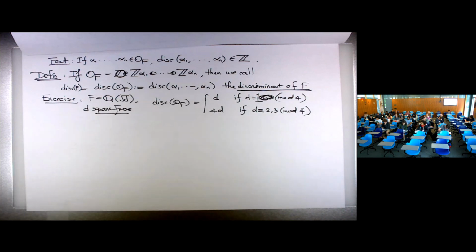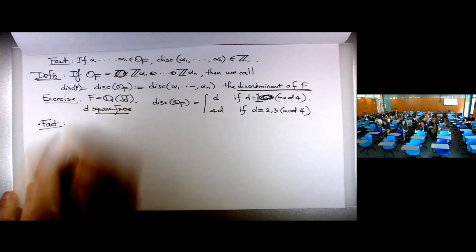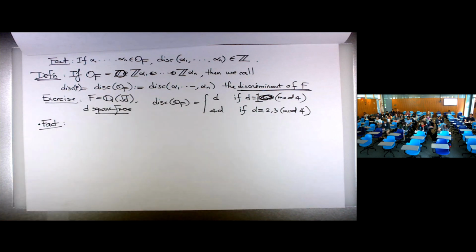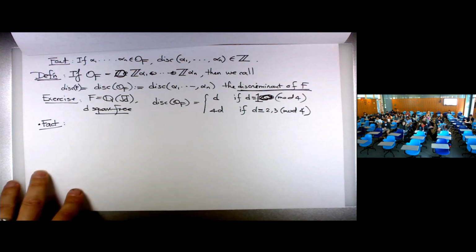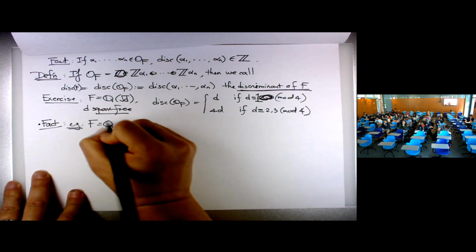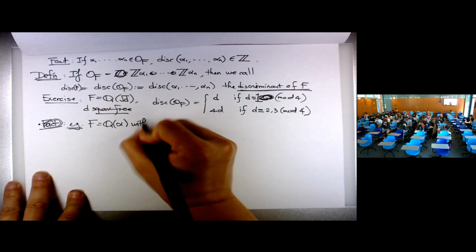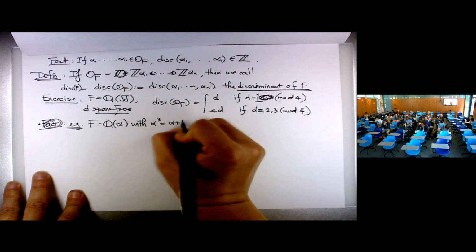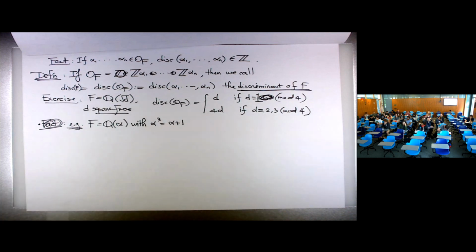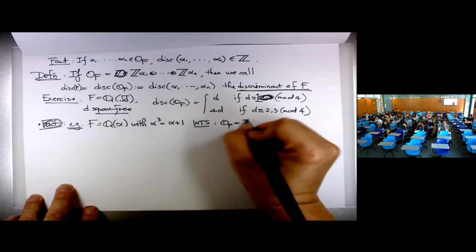So the next thing I want to say is how this discriminant construction can help us to determine what OF is. Here's maybe an example. Let me start with an example actually. I start with F equals Q adjoin alpha, where alpha is specified as alpha cubed equals alpha plus 1. I want to show that OF is just Z[alpha].